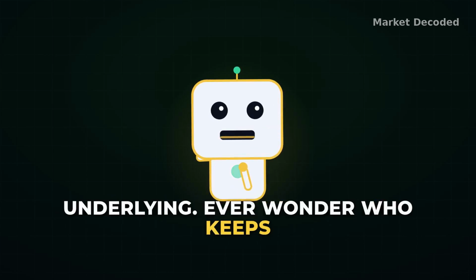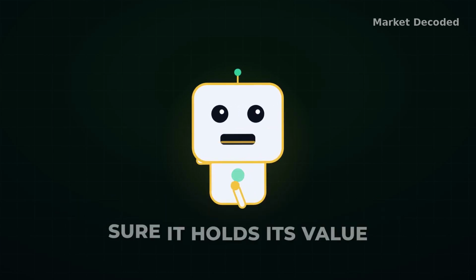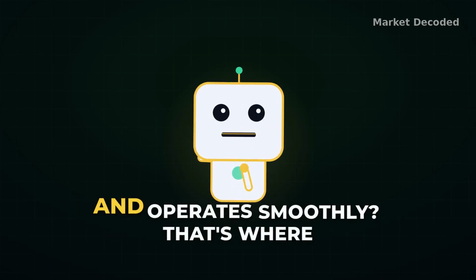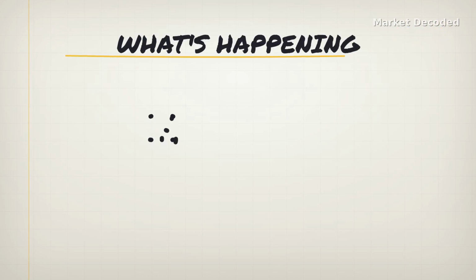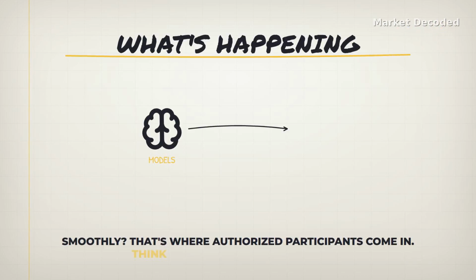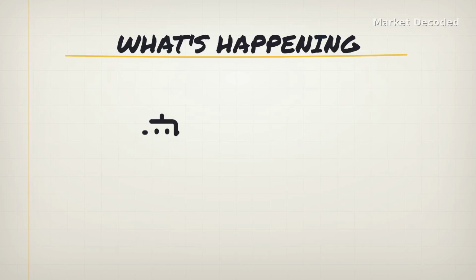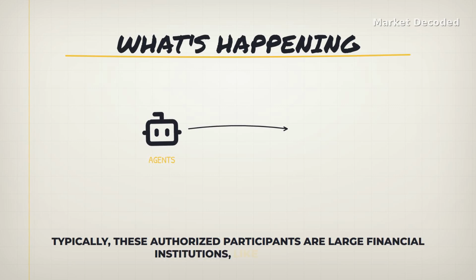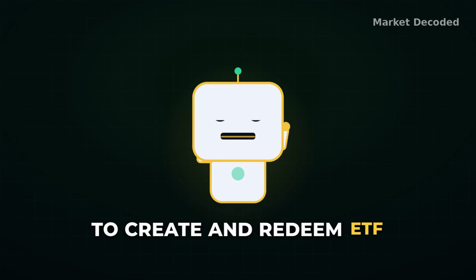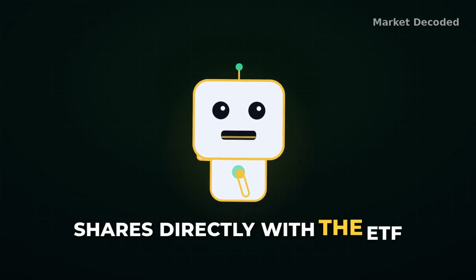Ever wonder who keeps an ETF in check, making sure it holds its value and operates smoothly? That's where authorized participants come in. Think of them as the behind-the-scenes conductors of an orchestra, ensuring that all the instruments play in harmony. Typically, these authorized participants are large financial institutions, like big banks or investment firms. Their exclusive role is to create and redeem ETF shares directly with the ETF issuer.